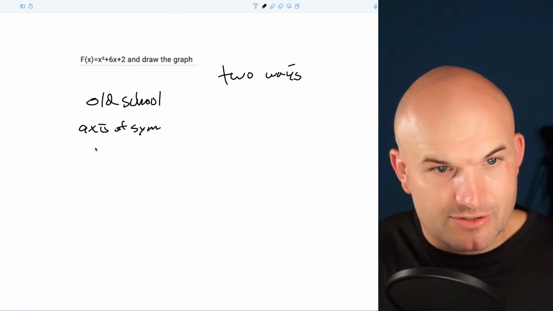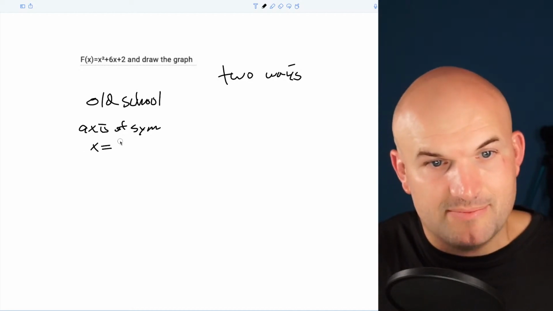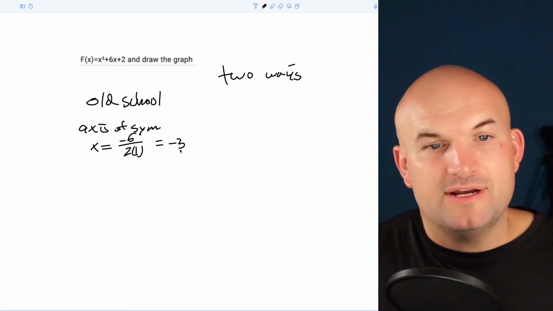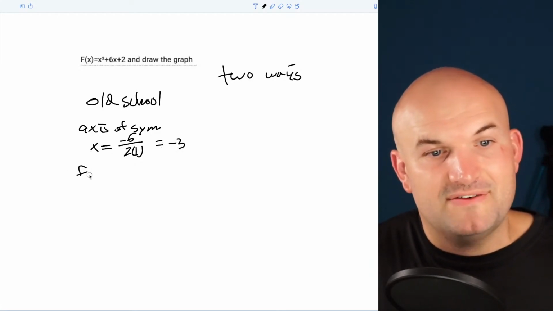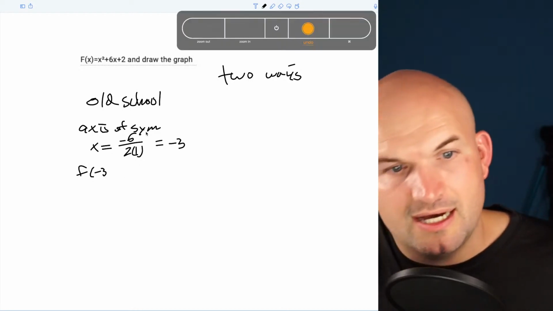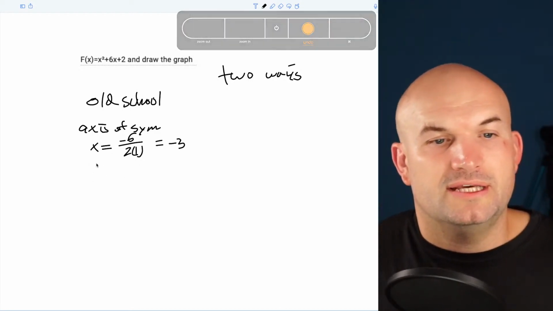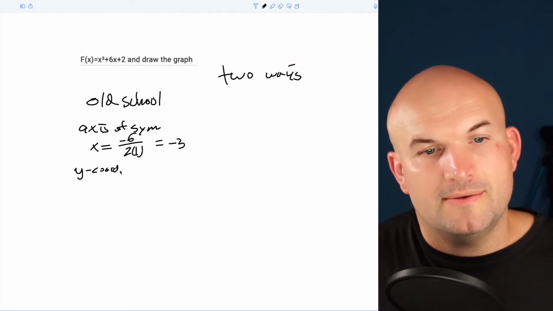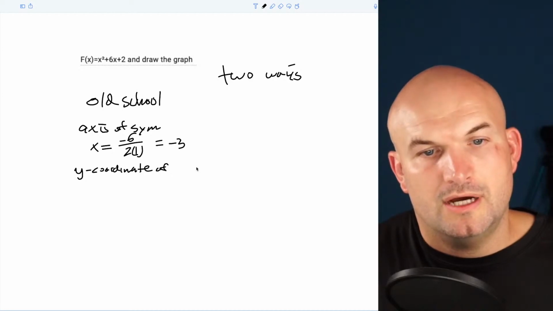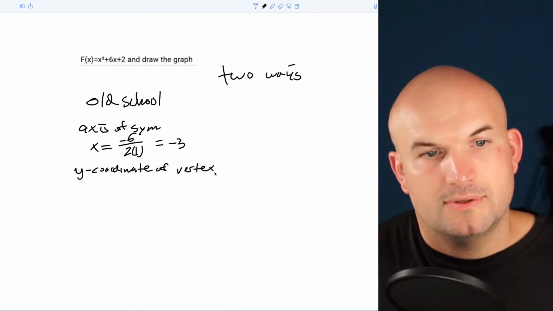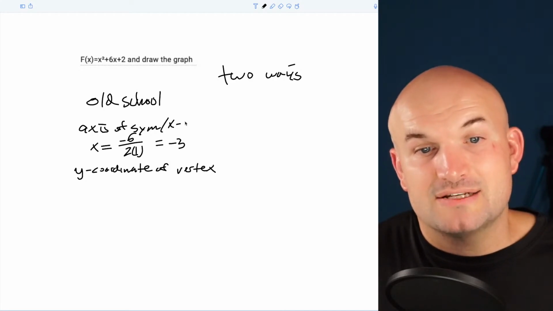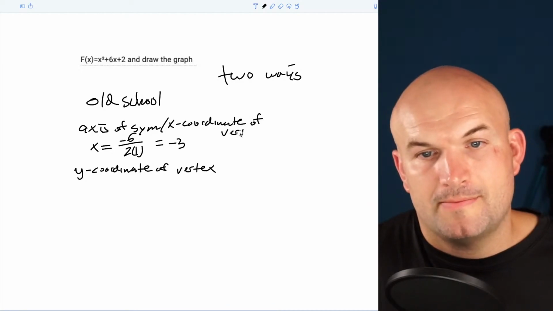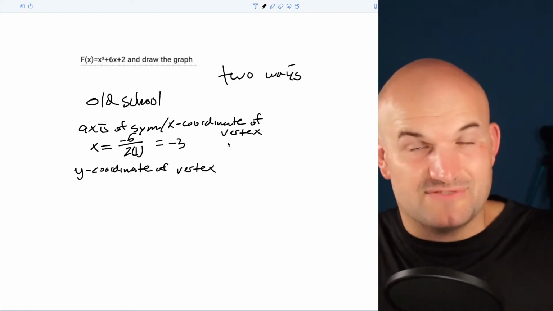So the axis of symmetry is going to be x equals the opposite of b divided by 2 times a. Right? So that's going to be -3. And then if I want to find f of -3, this is going to be the y coordinate of the vertex. The axis of symmetry gives the x coordinate of the vertex. Okay, so it's very important to recognize this vertex here.